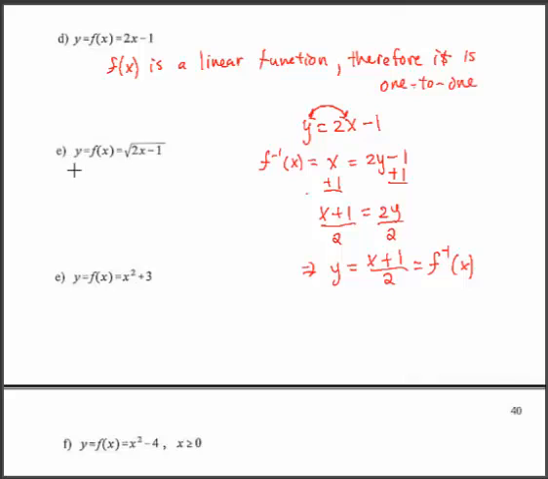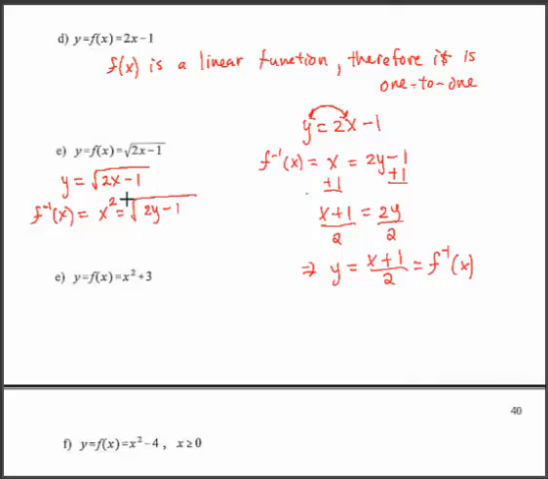Okay, what about e? Alright, well, for e we have a function, the square root of 2x minus 1, which is 1-to-1, so we should be able to find the converse and it would end up being the inverse function. So I will label this as f inverse. I will swap the x and y. And now I'll solve for y.